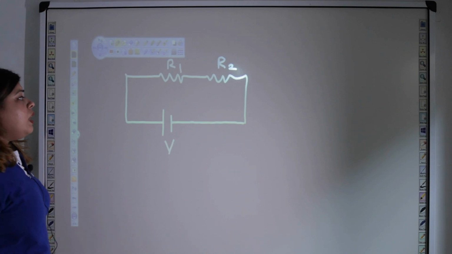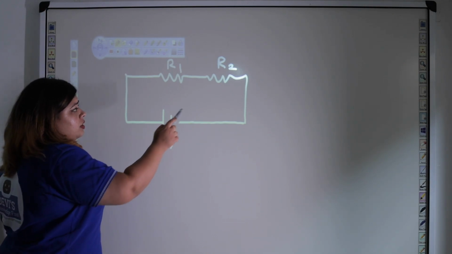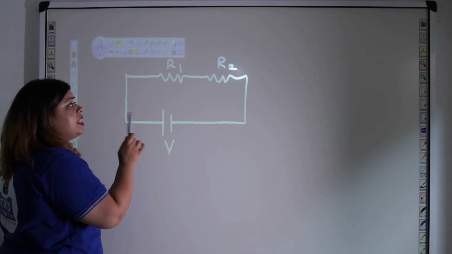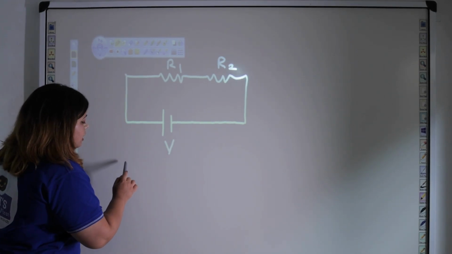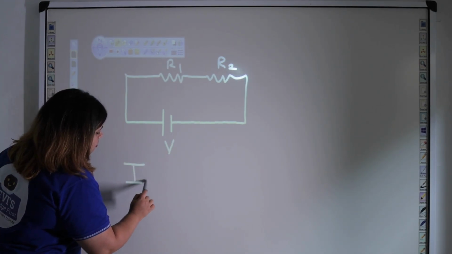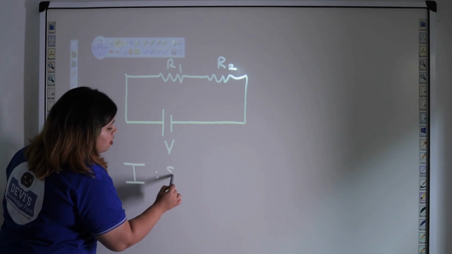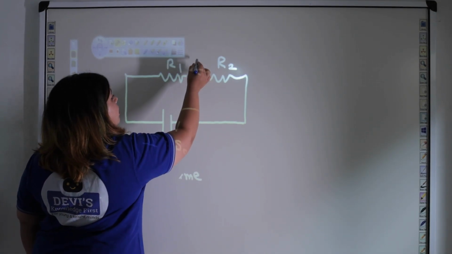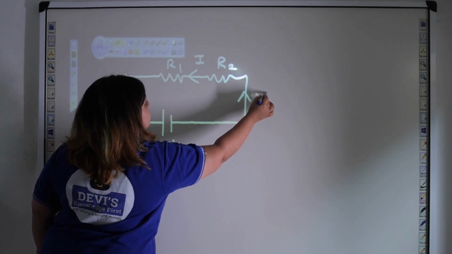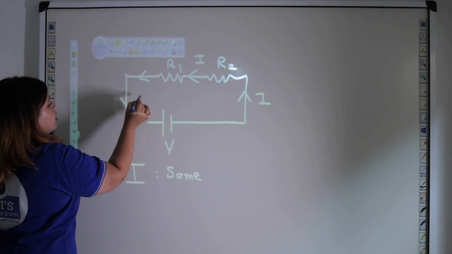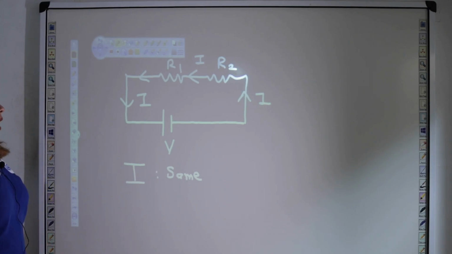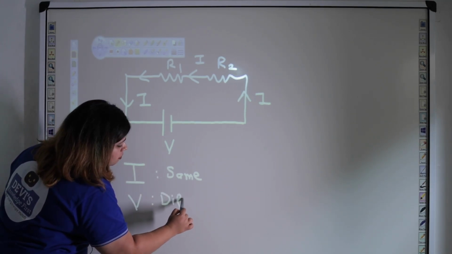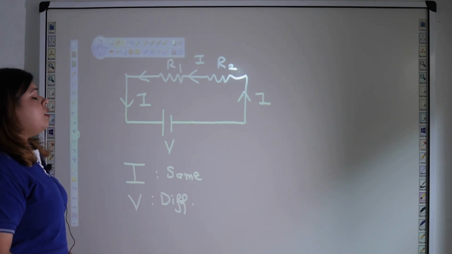What do we know? We know that in a series circuit, why is it series? Because there's only one path for the current to flow. So it's series. So if there is a series circuit, the current will remain same. So basically there will be I flowing through the entire circuit. But what will be different? Voltage will be different. So voltage is different. What does that mean?